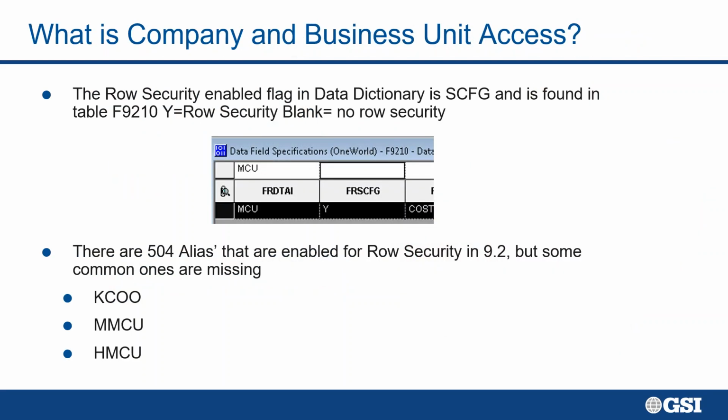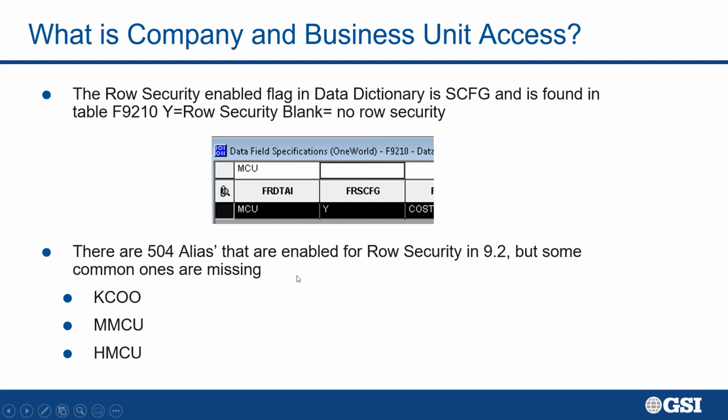The row security enabled flag is in the data dictionary. It's under the SCFG column that you see here, and it is found in the F9210 table. If the flag is set to a Y, then row security is enabled. If it's blank, then row security is not enabled. It would not matter what you try and do at that point. If that record is blank, you would not be able to book transactions or data or rows or security records for this type of security.